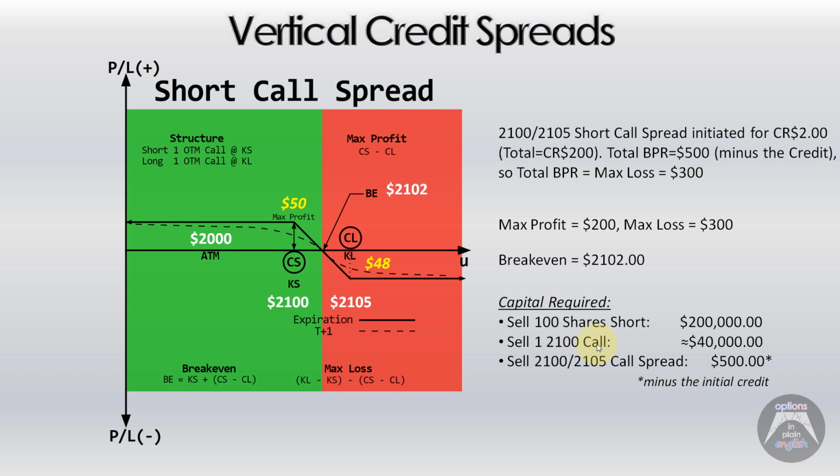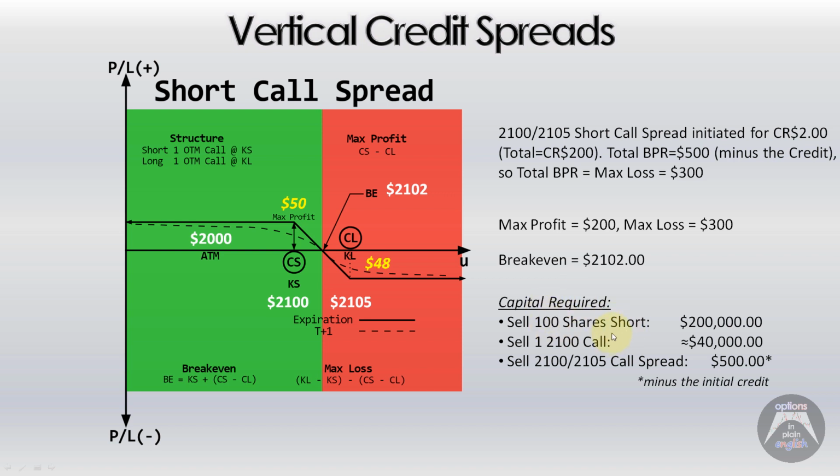So if you sell the 2100, 2105 call spread, you're going to have to put up $500 for the width of the spread. But remember, when you put it on, you receive an initial credit. So in reality, you are actually putting up the max loss, which is going to be around $300. So notice here how we're comparing in order to be able to put on a bearish position.